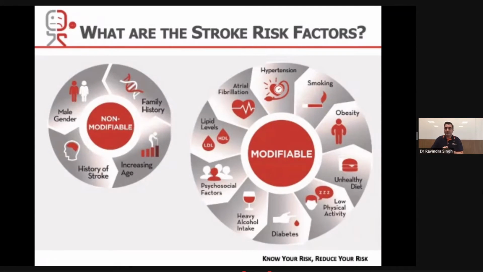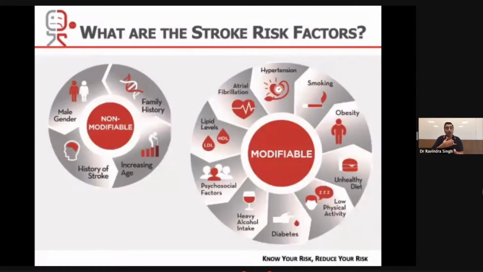But what are the modifiable risk factors, where patients as well as their doctors can act and prevent complications like stroke? We start with high blood pressure, that is hypertension, and smoking. Cutting down or quitting smoking can help. Obesity: cutting down weight or getting to a healthy BMI can help. Unhealthy diet: try to go for a healthy diet. A low-calorie, low-oil, as well as low-salt diet can help. I will talk more about the healthy diet later. Low physical activity: try to have some physical exercise every day. That helps. Diabetes: good control of diabetes by diet control as well as by medications.